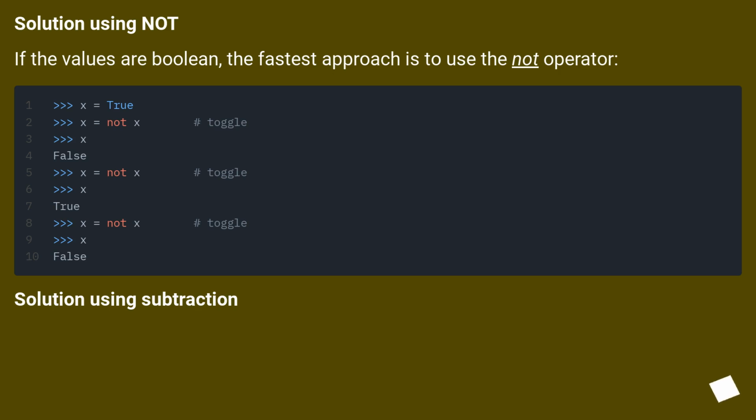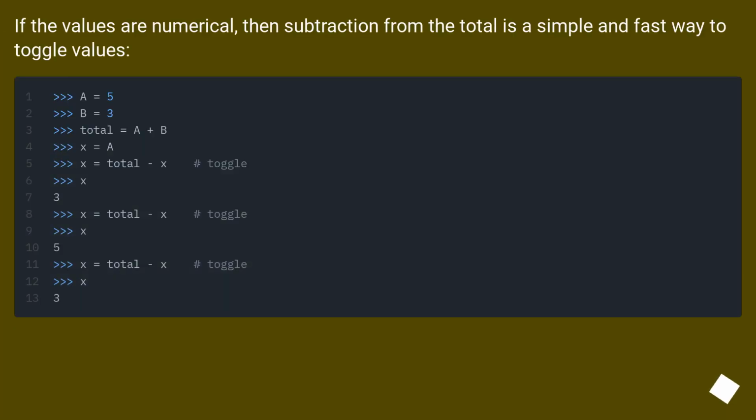Solution using subtraction. If the values are numerical, then subtraction from the total is a simple and fast way to toggle values.